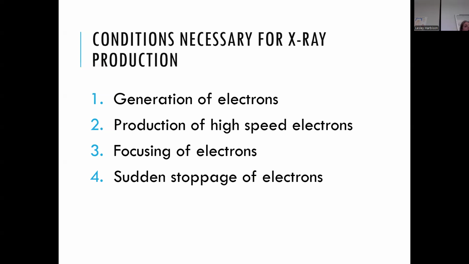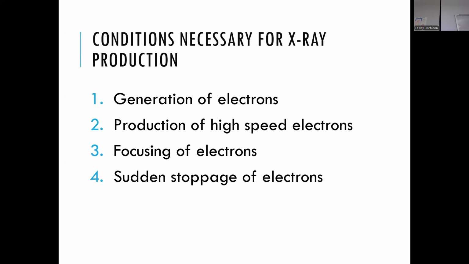So okay, if we go to slide 9, conditions necessary for x-ray production. We basically have distilled this into 4 simple steps. Generation of electrons. So we got to get the electrons somehow. We need that. Production of high-speed electrons. The electrons have to move really fast in order to get x-rays. We want to focus them. We don't want them just going willy-nilly anywhere. We want them focused toward that tungsten target that we want them to hit.